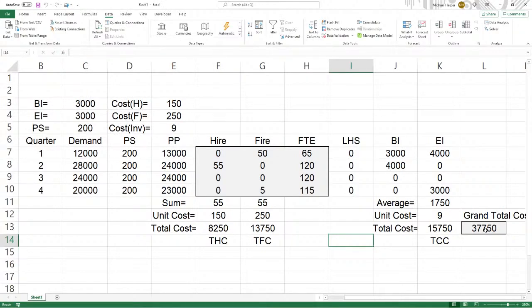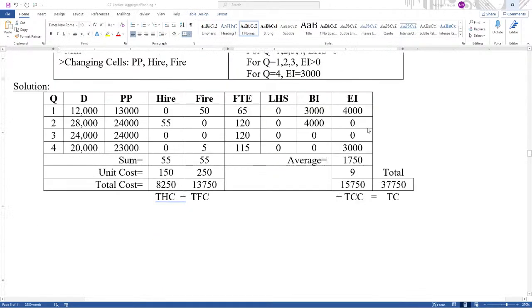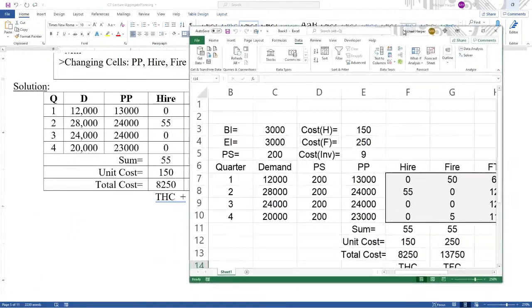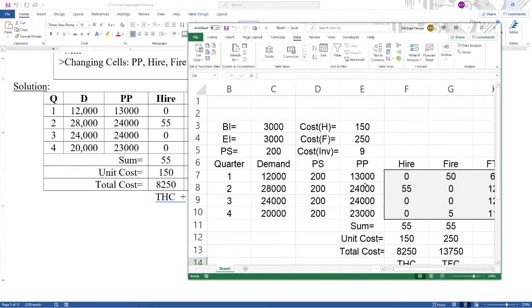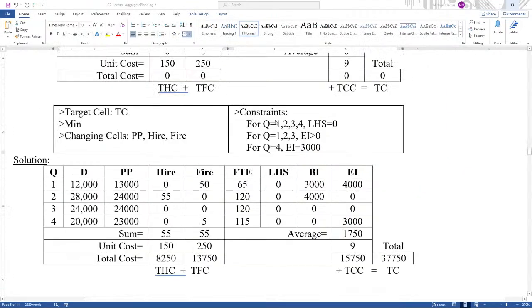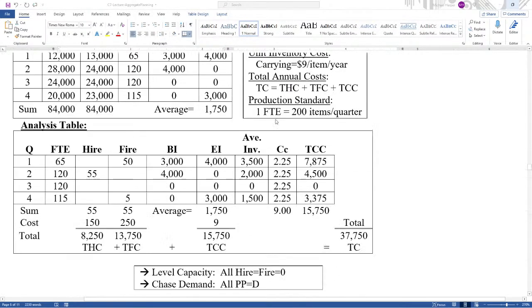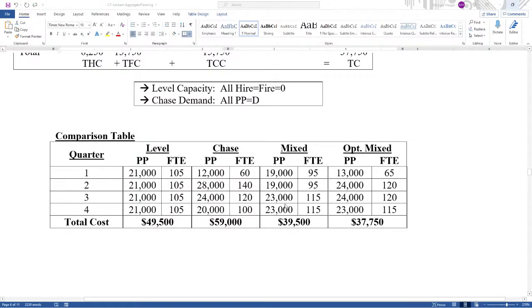And there's my 37,750. And if I look back, my solution down here is 37,750. Let's bring this back. My production plan, 1324, 24, 23, 1324, 24, 23, and that's the solution. And there it is. So that's how you solve this. This is just an introduction to level 2. But once we have that, then we can come down and actually compare them.